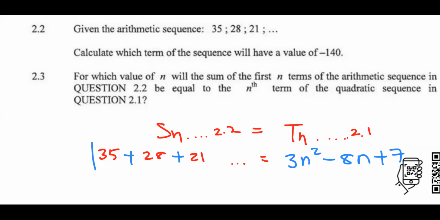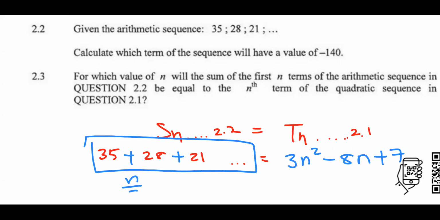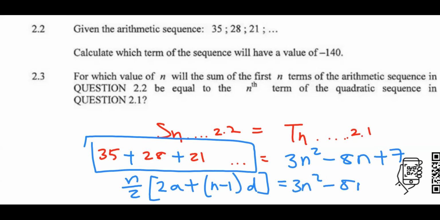Okay, now there's a formula we can use to add up all of these terms. The formula is n over 2 times the bracket 2a plus n minus 1 times the difference, and we close the bracket. That's the formula I'm going to use. a is the first term, so that's 35. d is the difference, which is negative 7. I'm just going to simplify everything and hope and pray that we can solve for n this way.